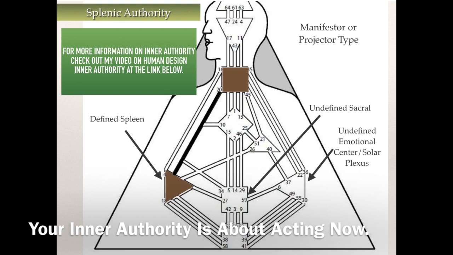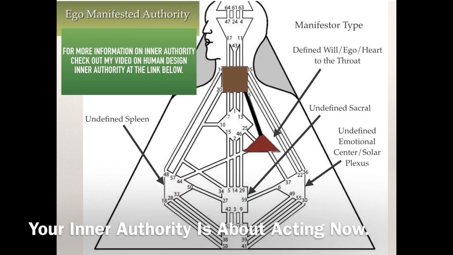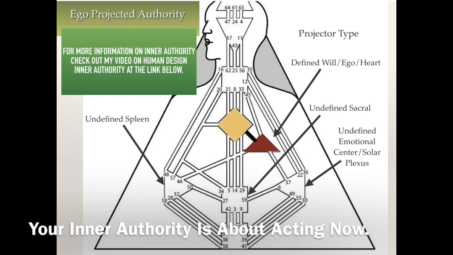So maybe you want to apply for a job, and in the moment it feels good, but instead of jumping on the opportunity, you wait until the next day to apply. And then you see that the job posting is gone. So usually someone with an open solar plexus or emotional center has many stories of times when opportunities slipped through their fingers. Now, this doesn't mean that you should grab everything that comes your way.